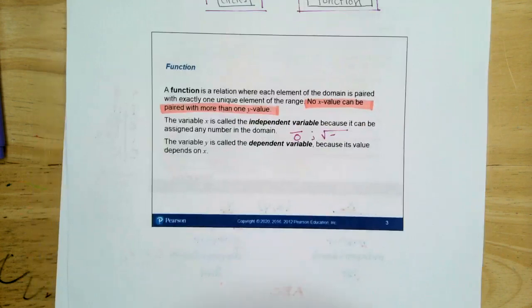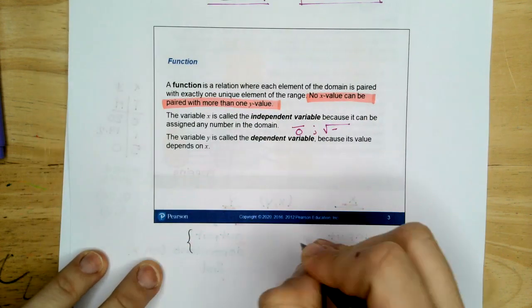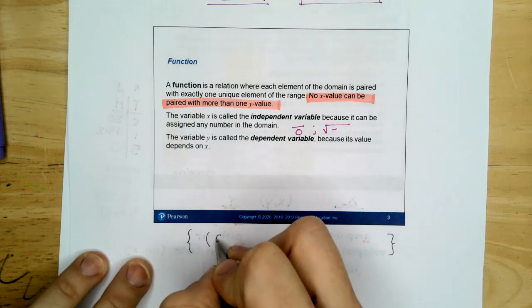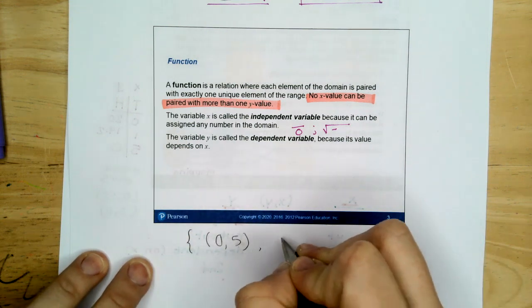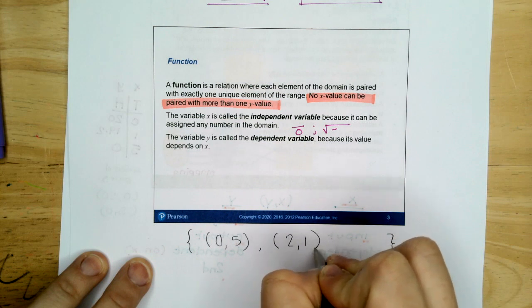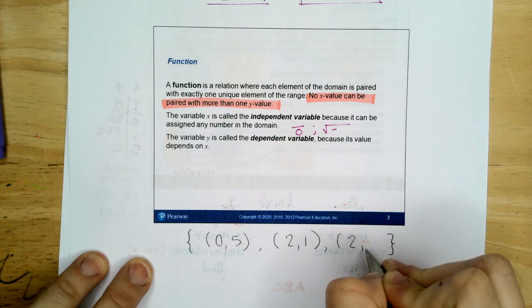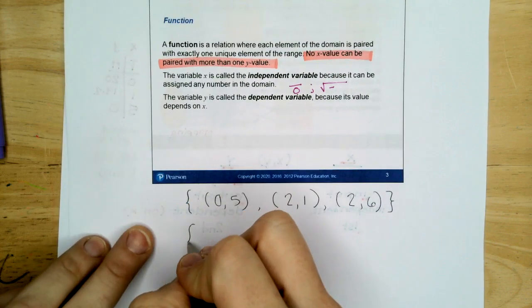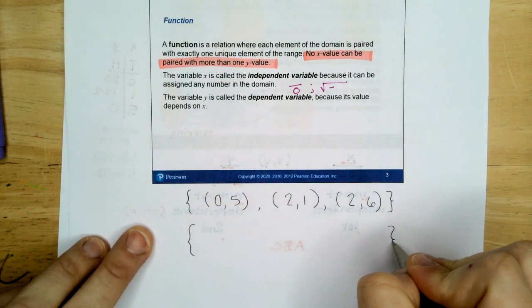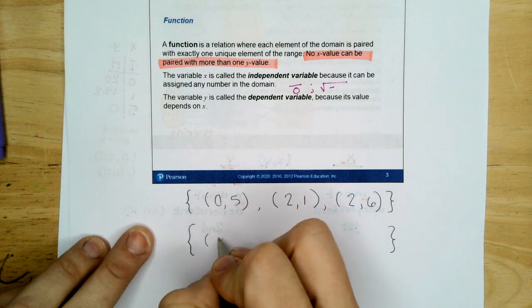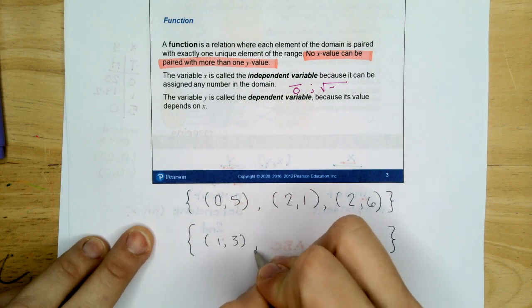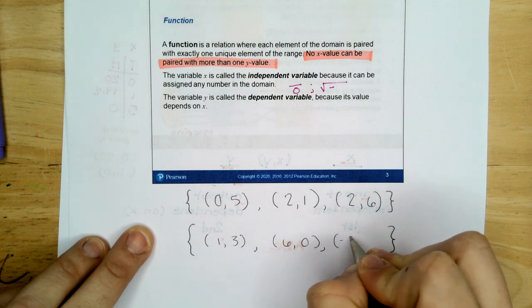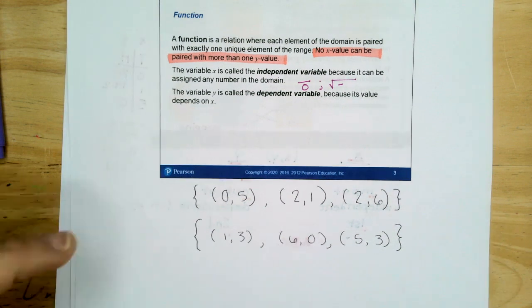Two examples. Here's just two sets of ordered pairs, okay? This is the set (0, 5), (2, 1), (2, 6), okay? And then here is the set (1, 3), (6, 0), (negative 5, 3). Yeah?